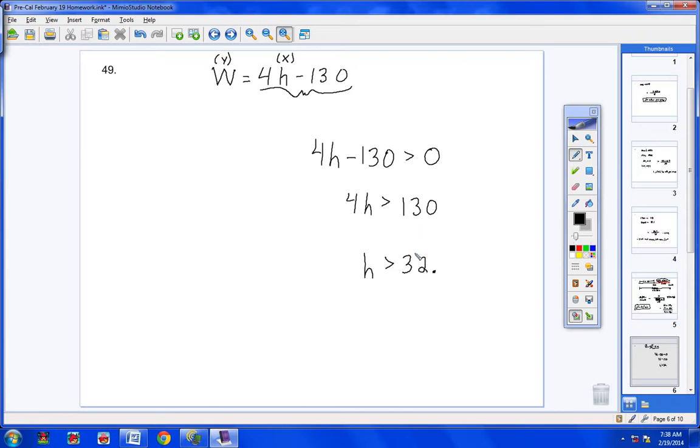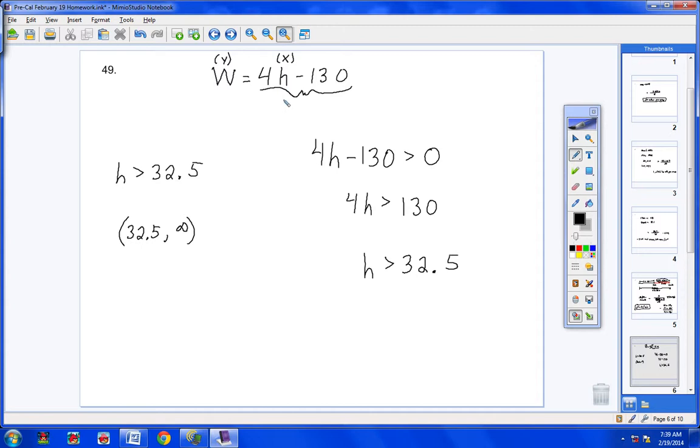And if you type that in correctly into your calculator, you will come up with 32.5. So there we go. Your H that you're going to substitute into this equation must be greater than 32.5. Or if you want to use interval notation, you start at 32.5 parentheses because it's not equal to, and it goes to infinity. There we go.